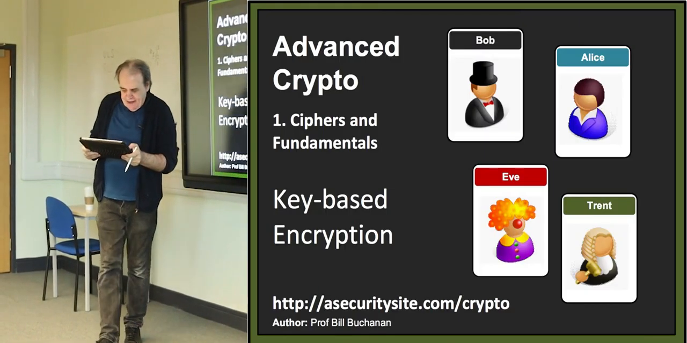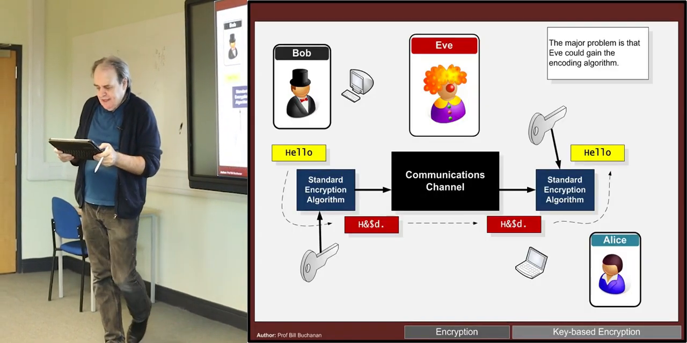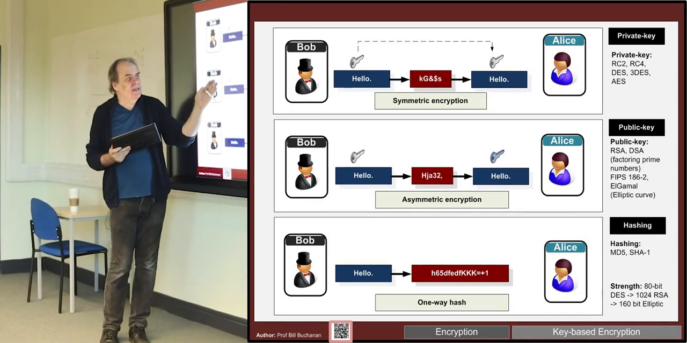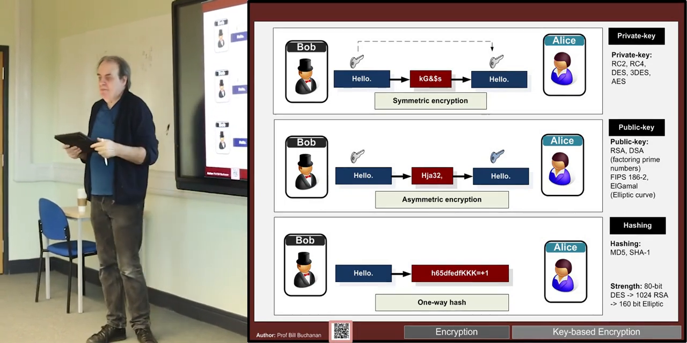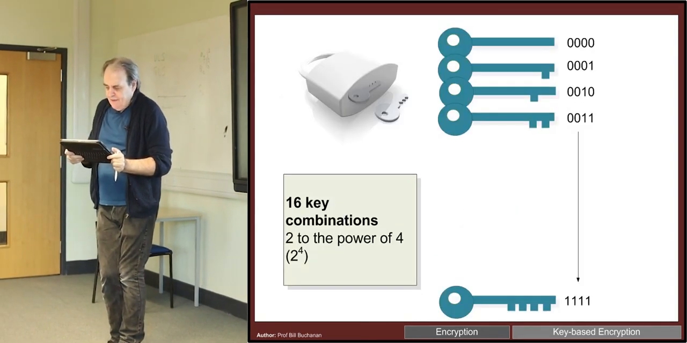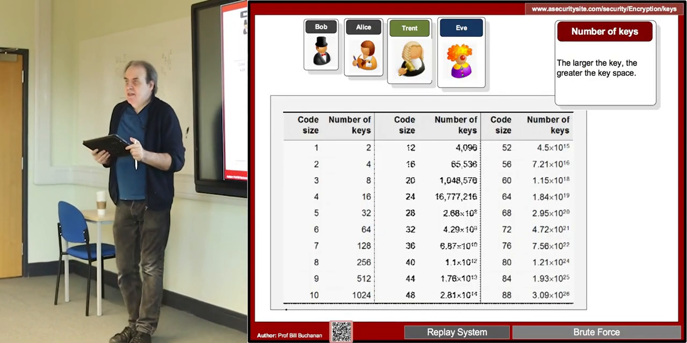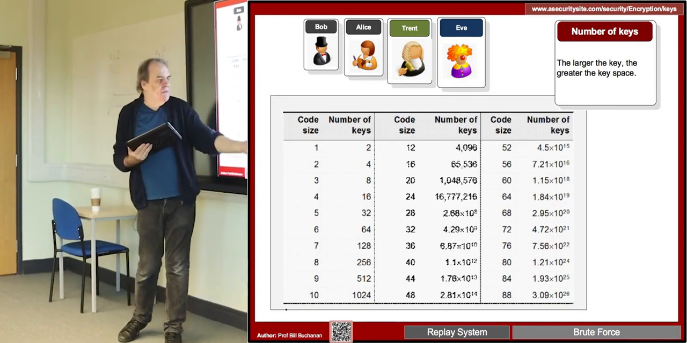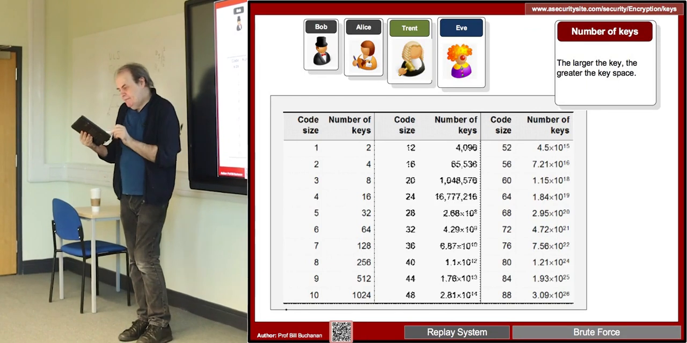Okay, so that's what we're going to be looking at. We'll look at key encryption and how we use that. Look at private symmetric key, public key, and hashing methods, and try and understand how they all actually fit together. One of the most important things is that the size of the key matters greatly. The more keys that we have, the more difficult it becomes.